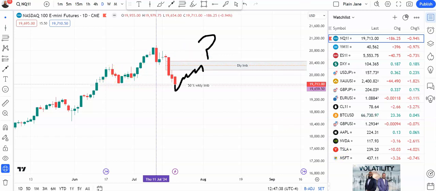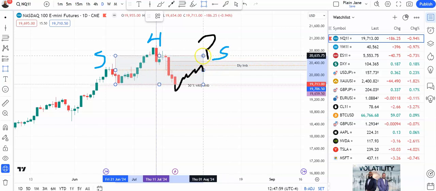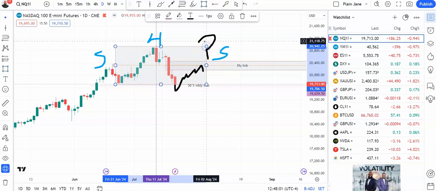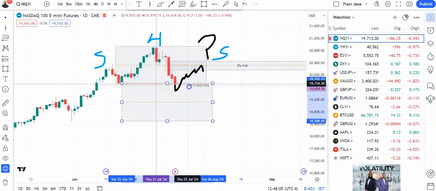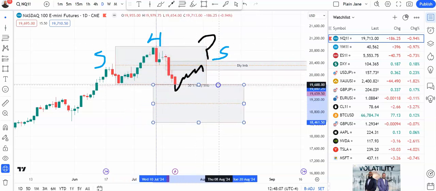Y'all probably already see it before I even mark it out. Shoulder, head, shoulder. This side over here is a question mark. We don't know. But if this does end up being the neckline, in your retail terms, that would be a neckline from the start of this. I'm just going to measure this out to the top of that. We'll clone this box and slide it down to get an estimated measured move.